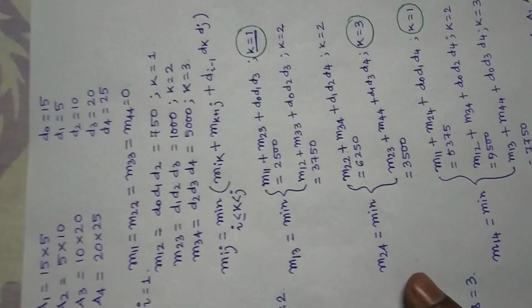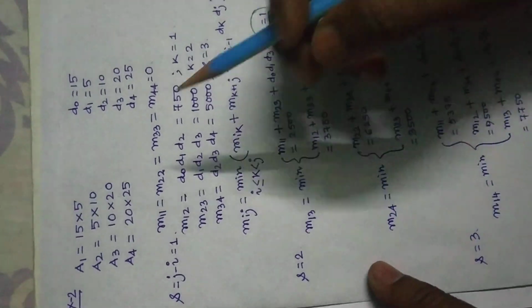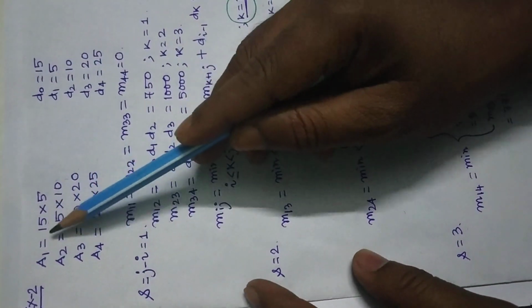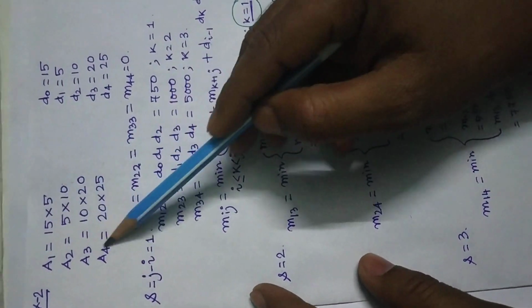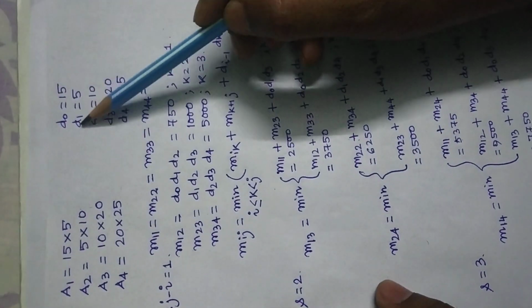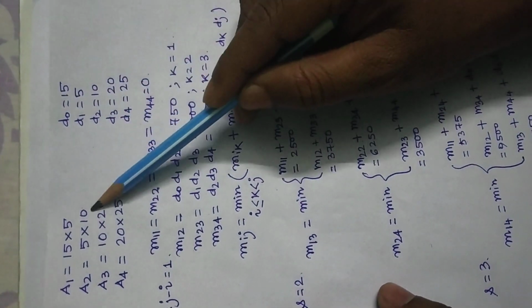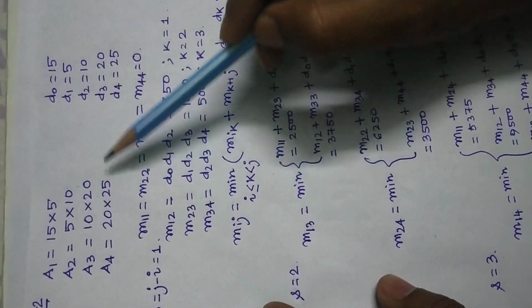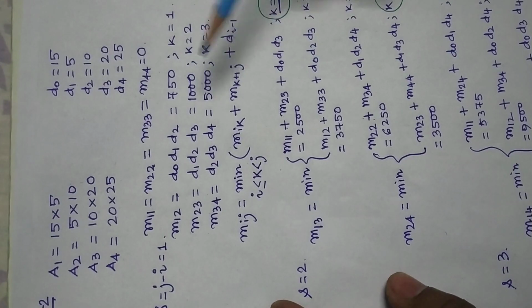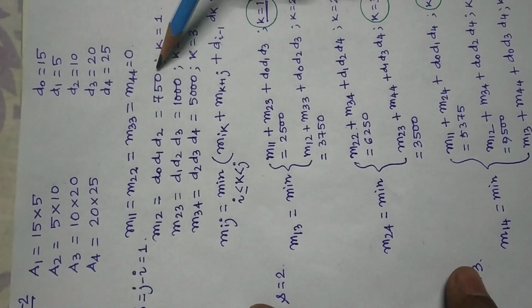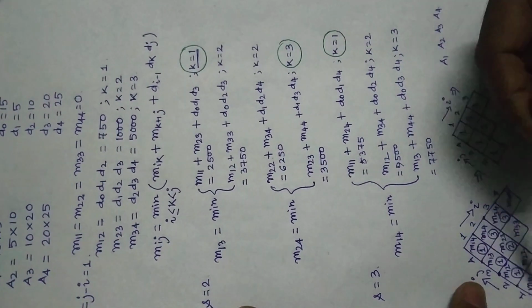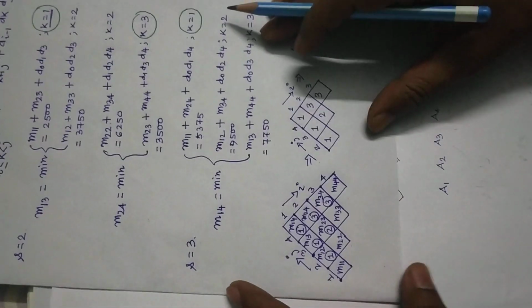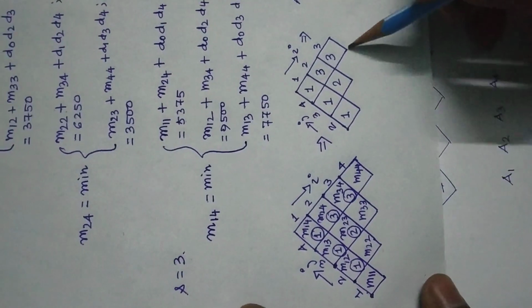Now in your assignment there are four matrices A1, A2, A3, A4 and the corresponding dimensions of those matrices are given. Here D0 is equal to 15, D1 is equal to 5, D2 is equal to 10, D3 is equal to 20 and D4 is equal to 25. Now if you calculate and fill up that table in a similar fashion, you will ultimately get an S table like this.